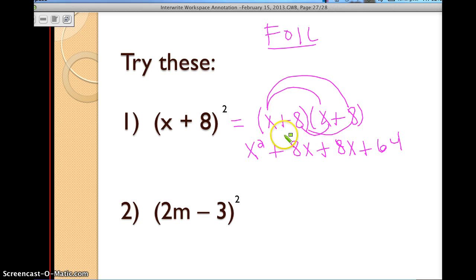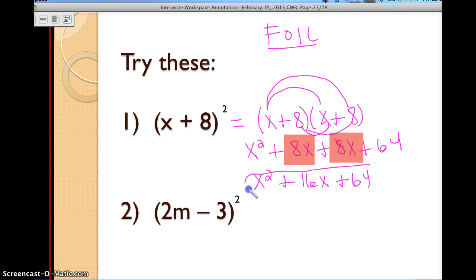Your outers and inners typically are like terms, so go ahead and combine those. 8x plus 8x is 16x plus 64. Alright, try number 2 by yourself. Put me on pause, go ahead and try it, and then hit resume.